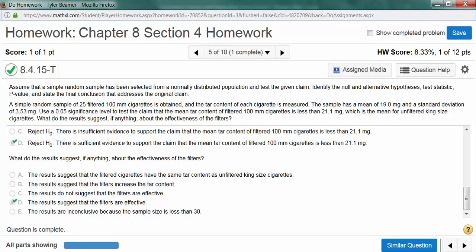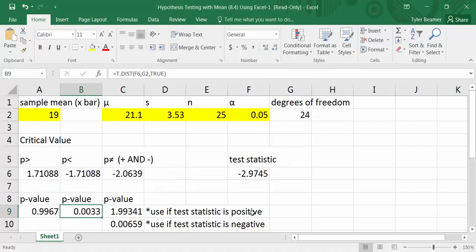All right. So hopefully that gives you a little bit of introduction into how to use this template. You can certainly use this template on your homework, on your quizzes. And if you have any questions in regards to it, please let me know.